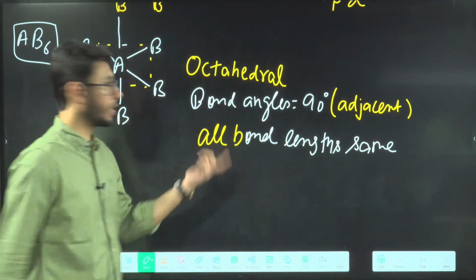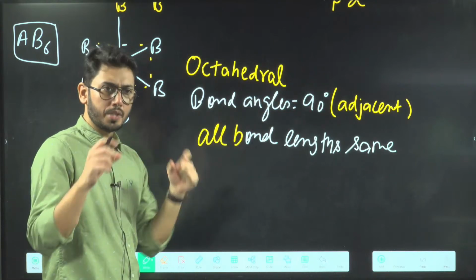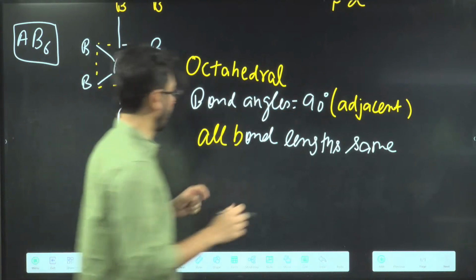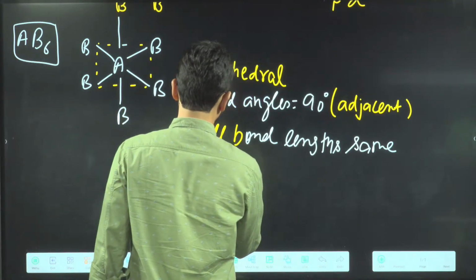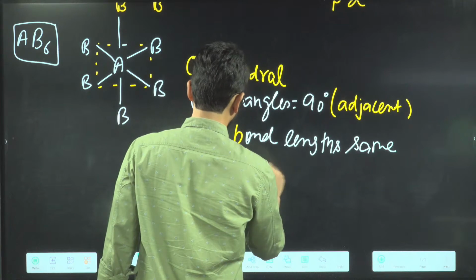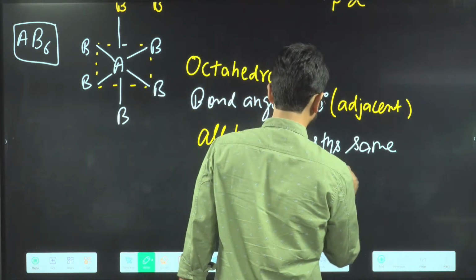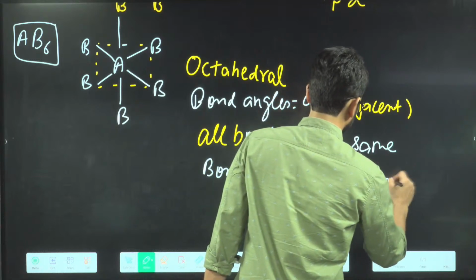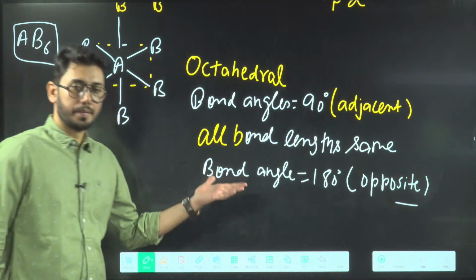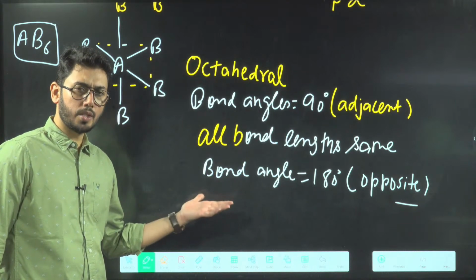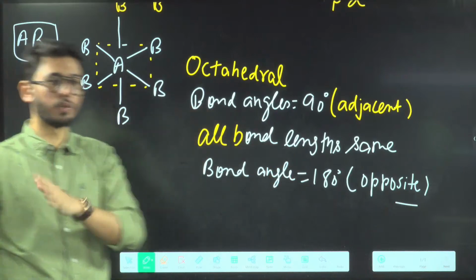If the question is how many bond angles, then we can say adjacent 90 degrees and opposite will be 180 degrees. We can say opposite, but whenever nothing is mentioned, we take which one? Adjacent bond angles are deciding the properties of the molecule.